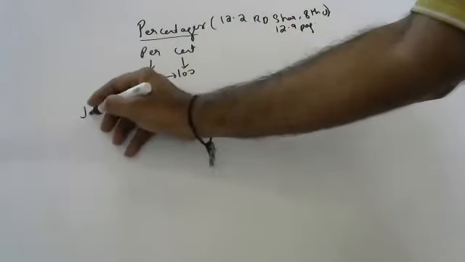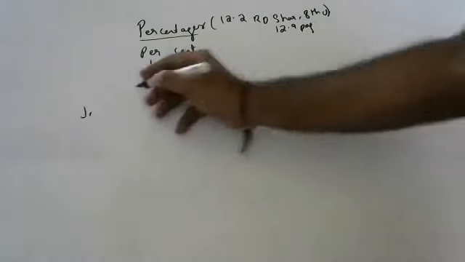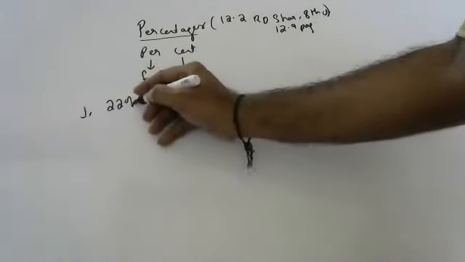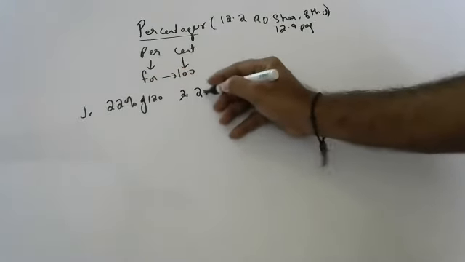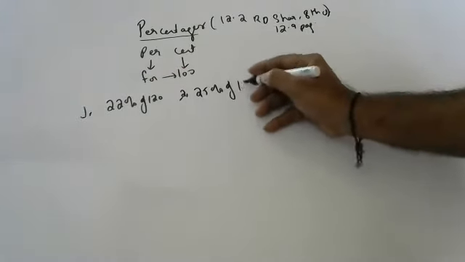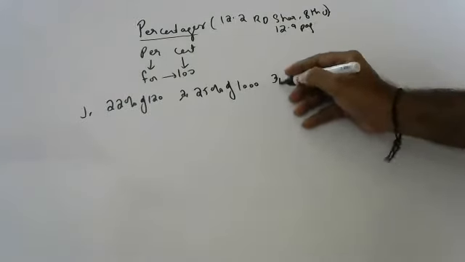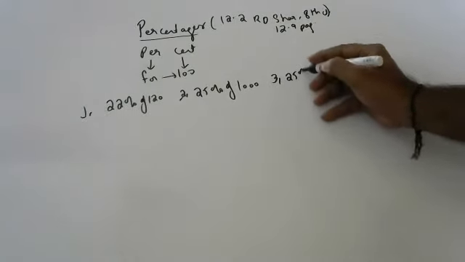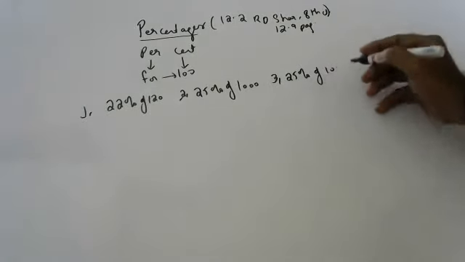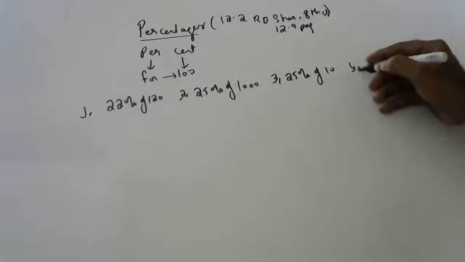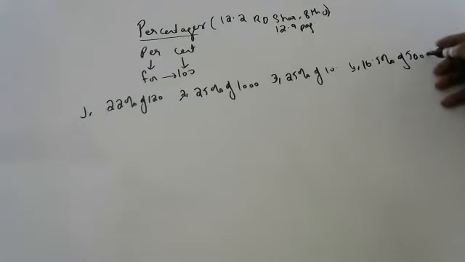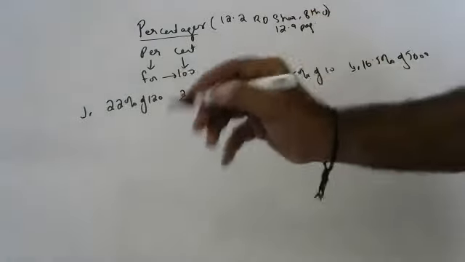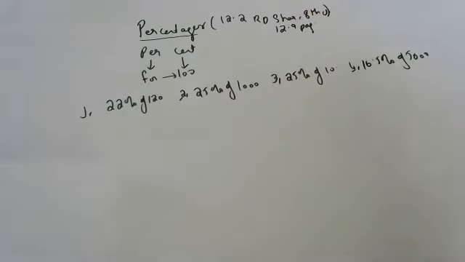Some examples like this, children. What is 22% of 120? What is 25% of 1000? What is 25% of 10? What is 16.5% of 5,000? All these things you should know, children. Basic things I will say.